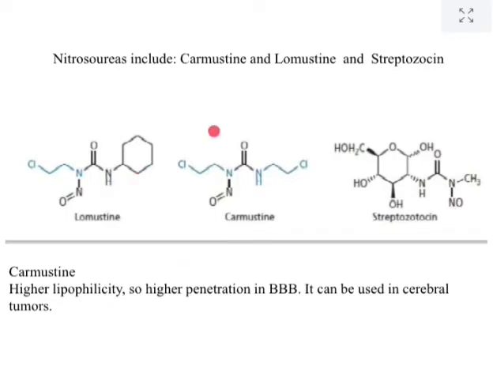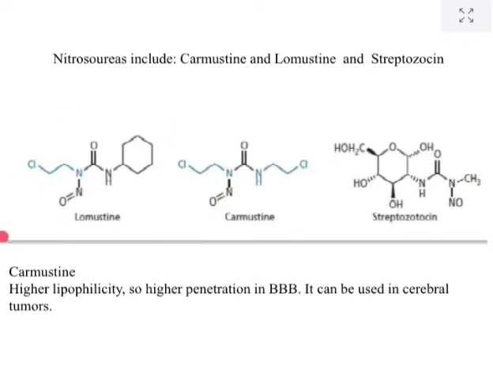So that is the first class of the alkylating agents. The next class of alkylating agents is the nitrosoureas, and they include carmustine, lomustine, and streptozotocin. Streptozotocin, we also looked at under the antibiotics. It is a naturally occurring antibiotic, but its mode of action is that it is an alkylating agent. Its structure is a nitrosourea.